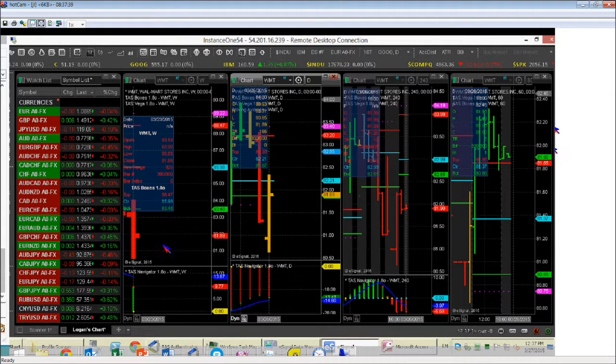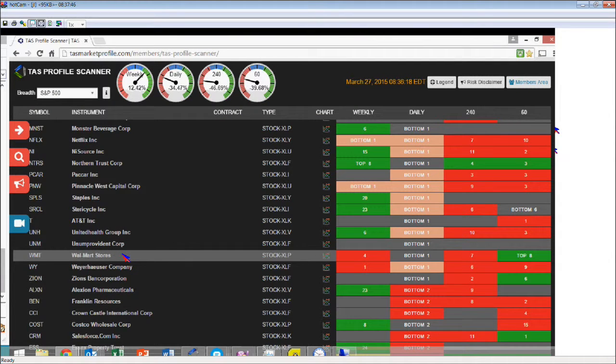Okay, that's the low volatility pick of the month here. Let's take a look at Weyerhaeuser, WY.